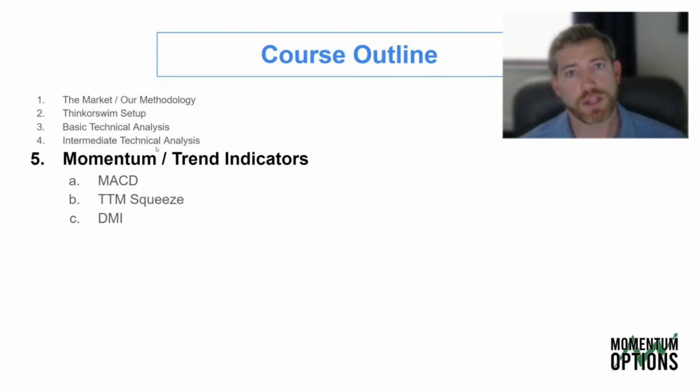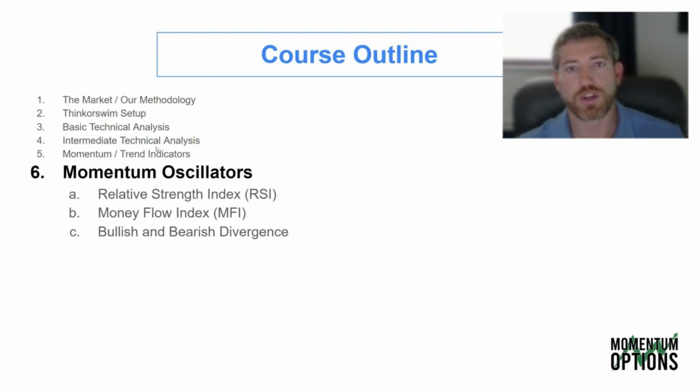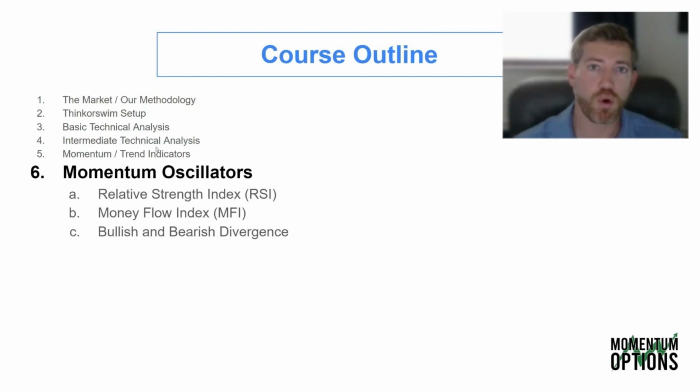And then from there, we start building on the studies and indicators used in the momentum options trading strategy, starting with our momentum and trend indicators like MACD, T-Team Squeeze, DMI. Then we get into our oscillators. We talk about RSI, MFI, and most importantly, being able to recognize bullish and bearish divergence so that you can identify when a stock is likely to keep going in a certain direction or maybe reverse.